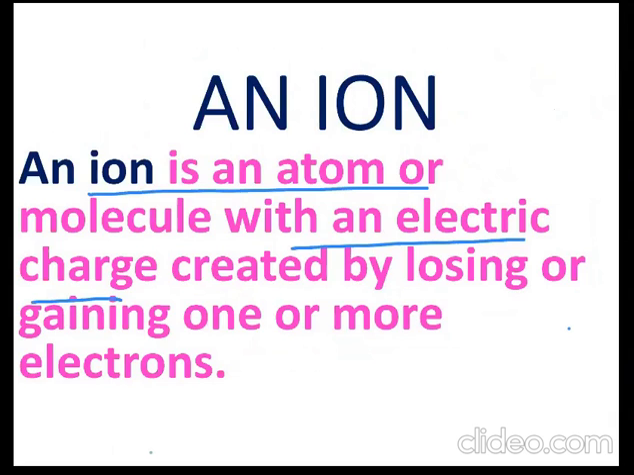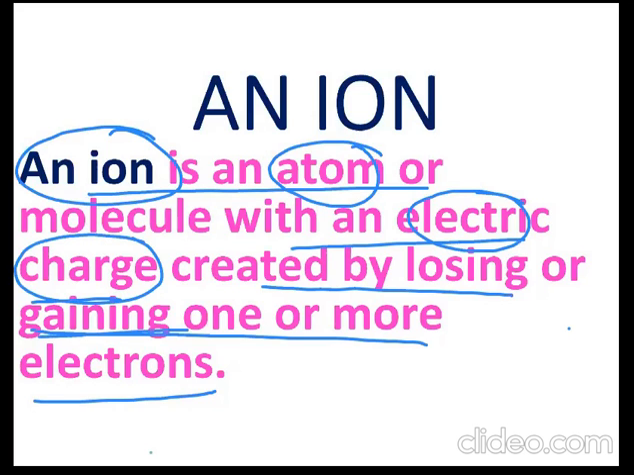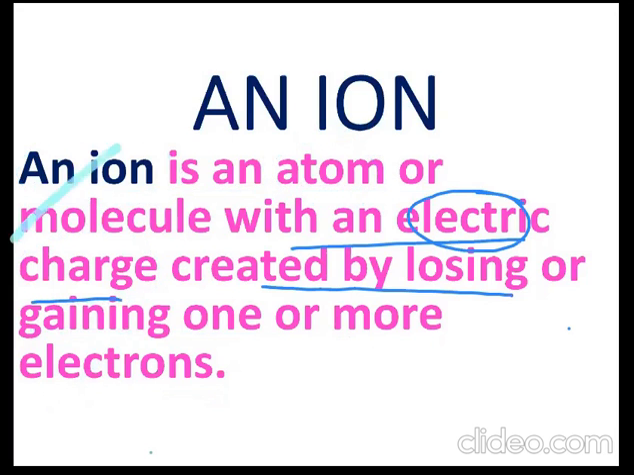It is charged. How has that charge been produced? Either it has lost an electron or it has gained one or more electrons. So ions are atoms which are charged. They have an electric charge. How did they get that charge? By either losing or gaining one or more electrons. Right, beta? Let me show you pictorially.